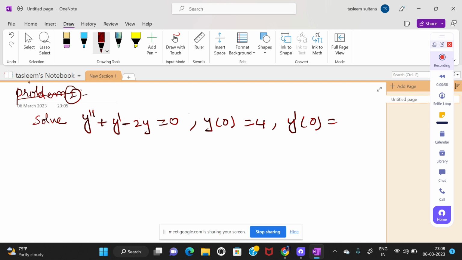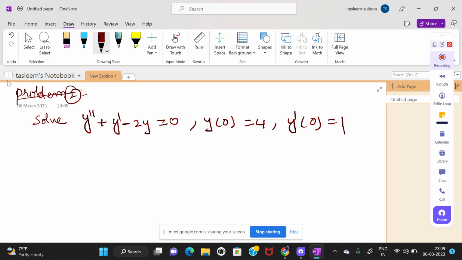Now see in this question what they have given. First of all, it's a homogeneous equation. Y double dash plus y dash minus 2y is equals to 0. Y of 0 is equals to 4. Y dash of 0 is equals to 1. So you are going to find the complementary function for the given differential equation.